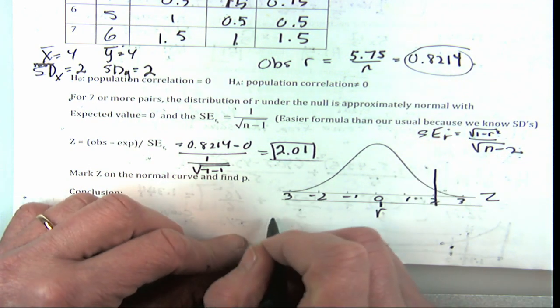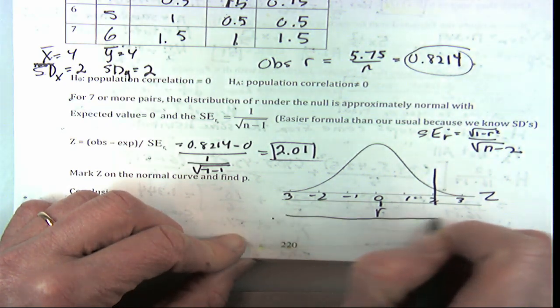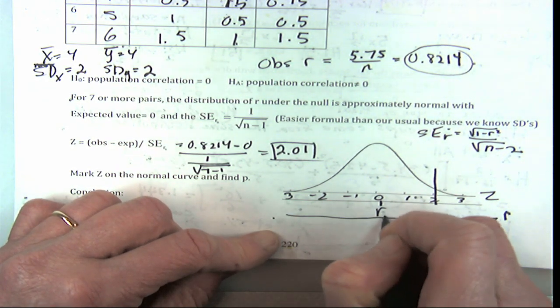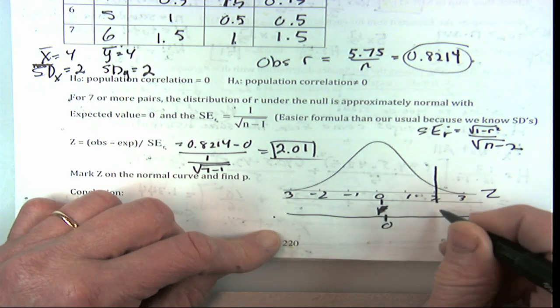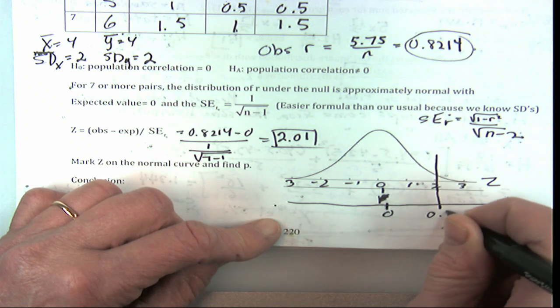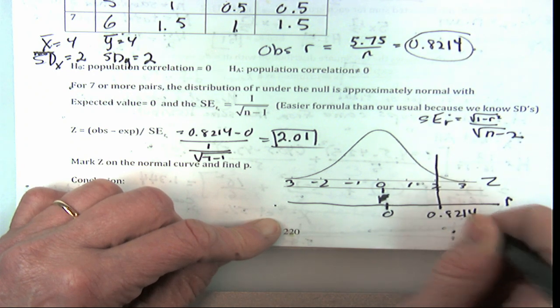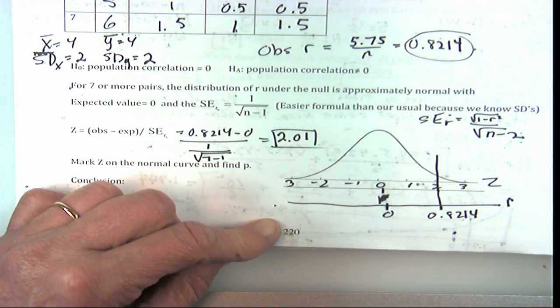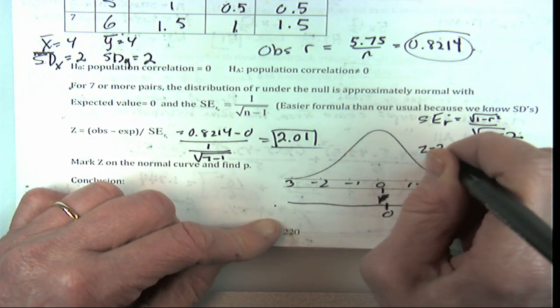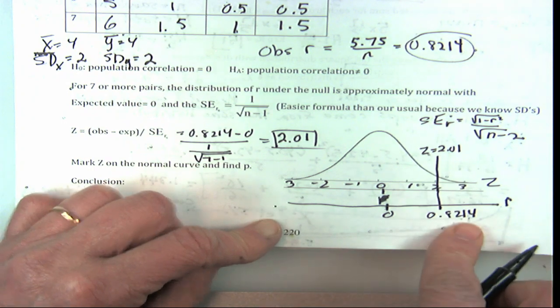We'll do an r-axis. So this is a z-score, and as an r, we have 0 there. And right here, as an r, this is where our 0.8214 matches up, and as a z-score, it's 2.01. Okay.